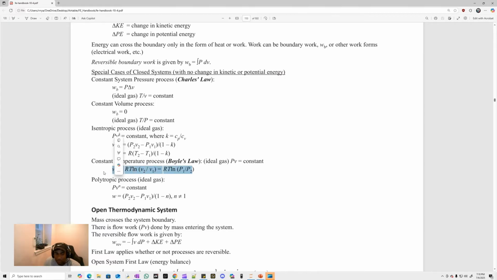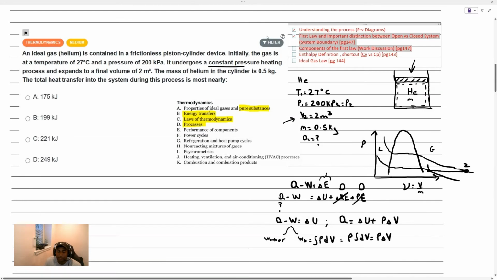And there's also another special case where you have an isentropic process where the polytropic exponent is the ratio of specific heats. That's called Laplace's coefficient. And you can see you can also compute the boundary work using this equation here. So that's all about work.